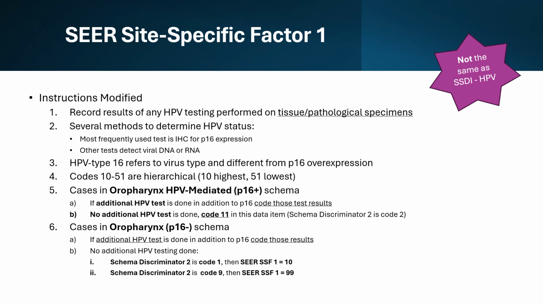For cases in the oropharynx that are P16 negative, if additional HPV test is done in addition to P16, code those results. If there is no HPV testing done, then it will be based on your schema discriminator 2. If your schema discriminator 2 is code 1, then your SEER site-specific factor 1 will code to 10. If your schema discriminator 2 is code 9, then your SEER site-specific factor 1 is coded to 99.